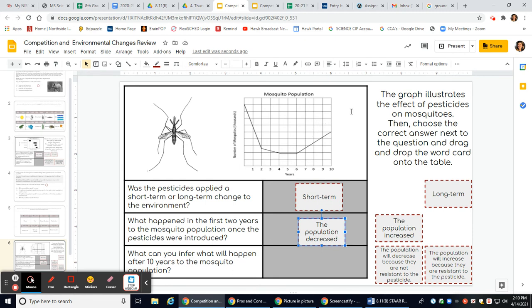if the pesticide is continuously used, maybe these mosquitoes are growing an adaptation now to that pesticide and their population is increasing. So the population will decrease because they are not resistant to the pesticide. The population will increase because they are resistant now. So you can see they are not resistant, but one or two mosquitoes might be. And what happens? They reproduce, get the resources, and no longer is that pesticide having an effect on them. The population begins to increase again.